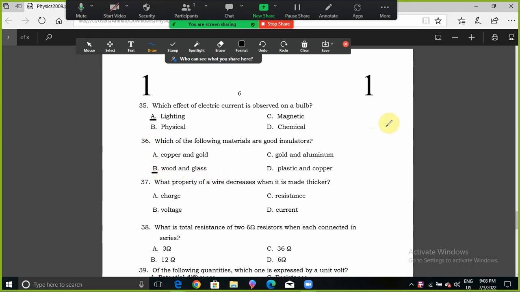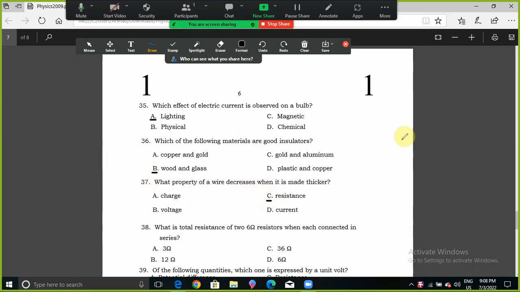Now in question number 37, what property of a wire decreases when it is made thicker? When it is made thicker, it will be resistance. When the wire is thicker, the resistance will decrease. Yes, so the answer for question number 37 is C.